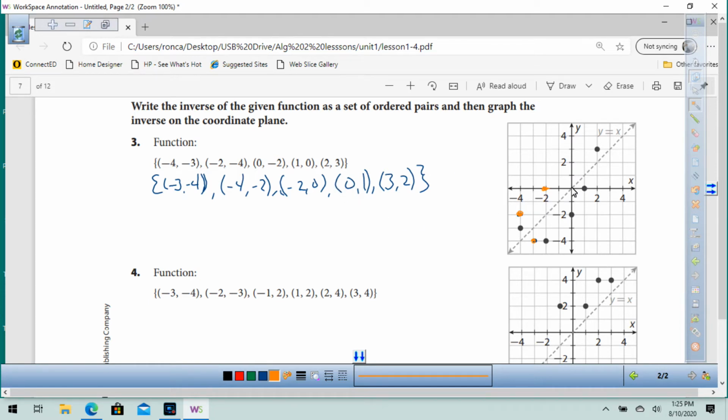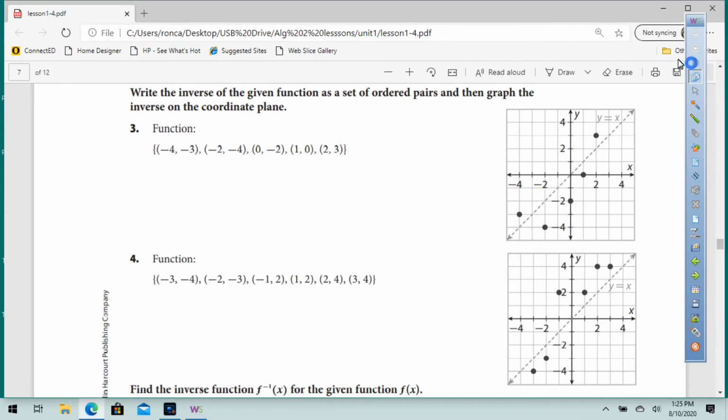1, 0 becomes 0, 1. And 2, 3 becomes 3, 2. Notice again that each point is the exact same distance from this y equals x line. Let's try number 4.